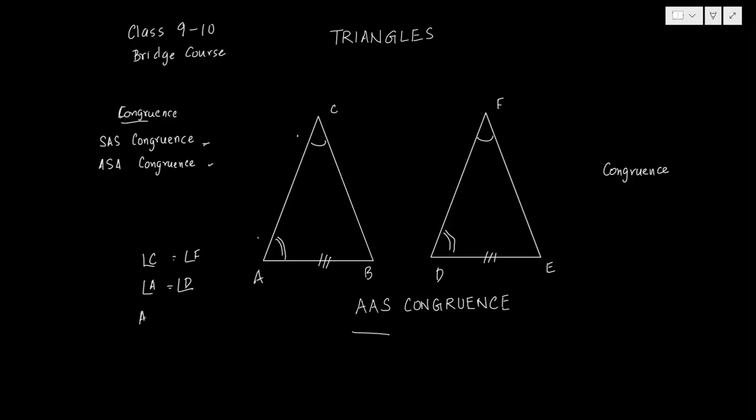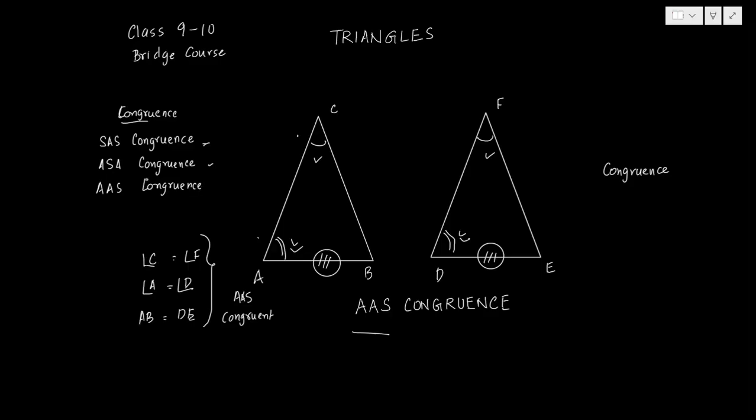And side AB equals side DE on the other triangle. If all these criteria are met, then we call it congruence. The triangles are congruent, and the type of congruence is called AAS. So this angle and this angle are equal, this angle and this angle are equal, and this side and this side are equal. Then we can say the triangles are congruent, and this is called AAS congruence.